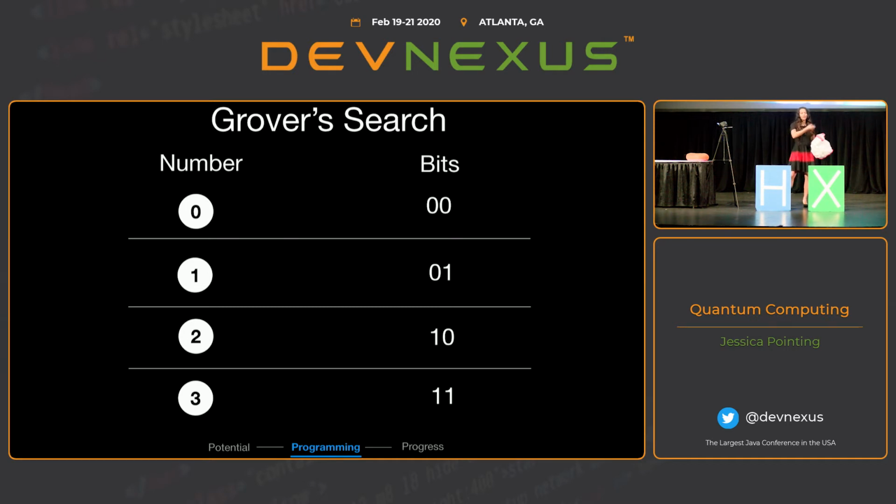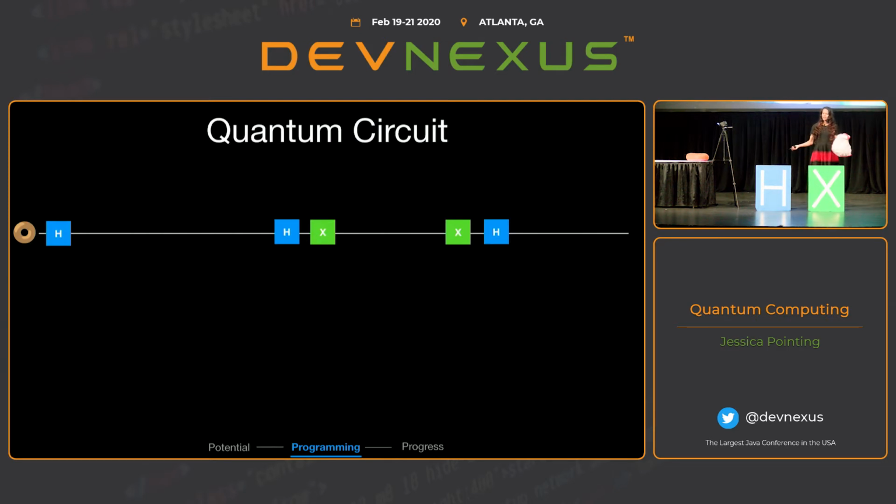So we have to convert the number to bits. In this case, we're looking for 1, 1. And we build a quantum circuit. Essentially, a quantum circuit is just a sequence of quantum gates. If I put these gates together, I can have a quantum circuit. And as I showed you, the qubit goes through the gates. So you can see first it goes through a Hadamard gate, then another Hadamard gate, then an X gate, then an X gate, then a Hadamard gate.